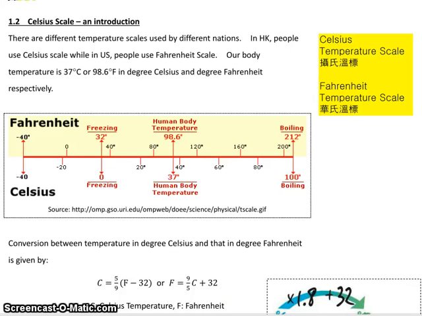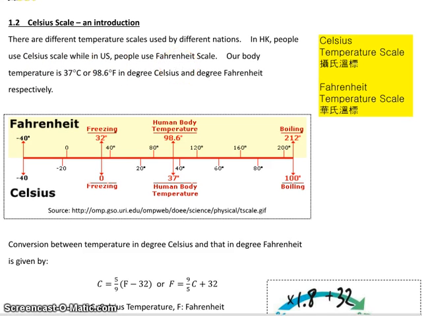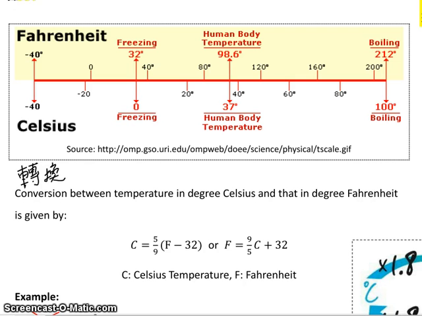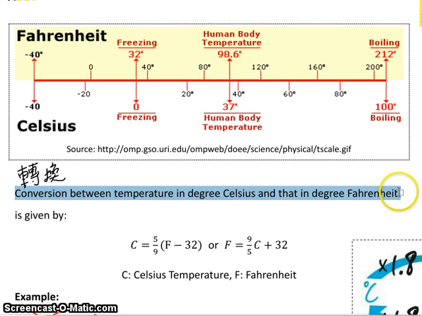People in different countries, they use different temperature scales. People in Hong Kong use Celsius scale, but people in US, they use Fahrenheit scale. Talking about our body temperature, you may say it is 37 degrees Celsius, but you may also say it is 98.6 degrees Fahrenheit. So, how to do conversion between temperatures in degrees Celsius and that in Fahrenheit?